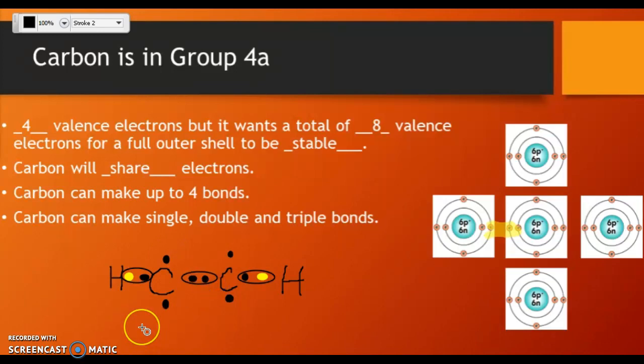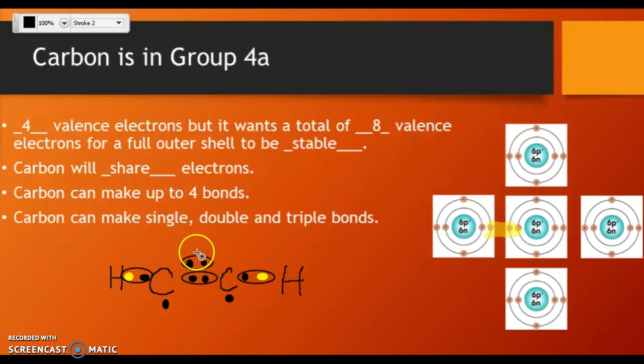Okay, so now how many valence electrons does each carbon have? 1, 2, 3, 4, 5, 6. Are they happy? Nope. So it's going to make another bond. And now between the two carbons, we have a double bond. Two bonds between the same atoms is a double bond.